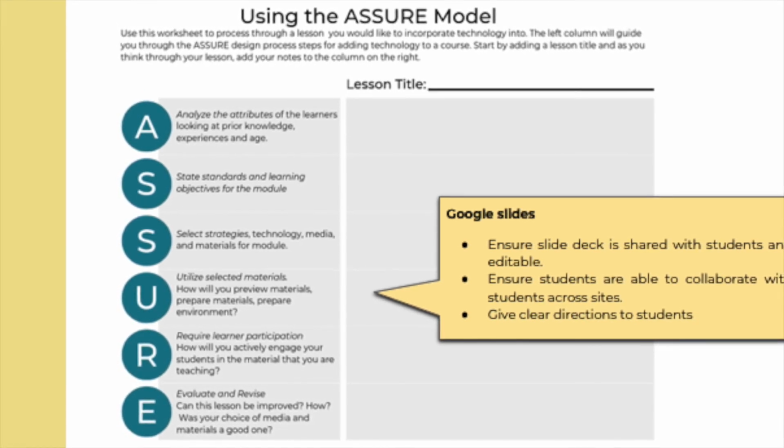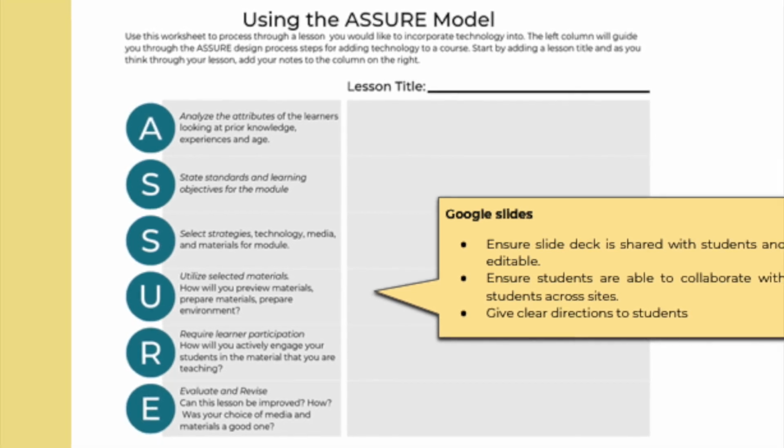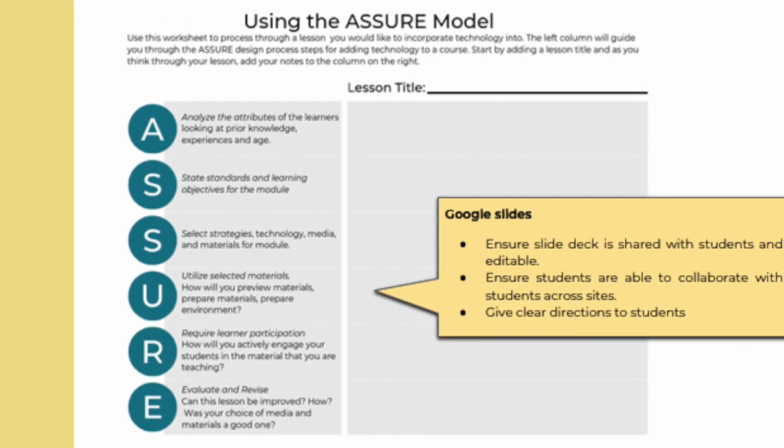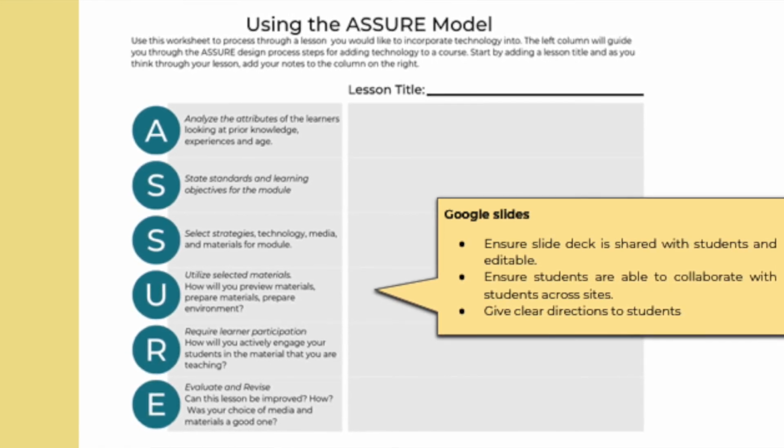In this case, we're going to be using Google Slides. So we want to ensure the slide deck is shared with students and editable, ensure students are able to collaborate with students across sites, and give clear directions to students.